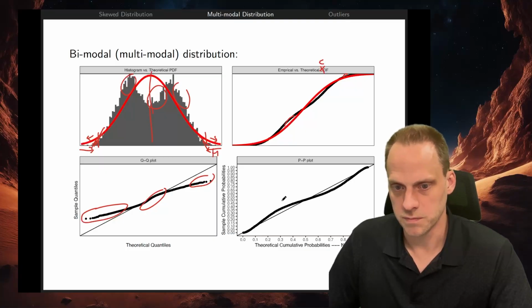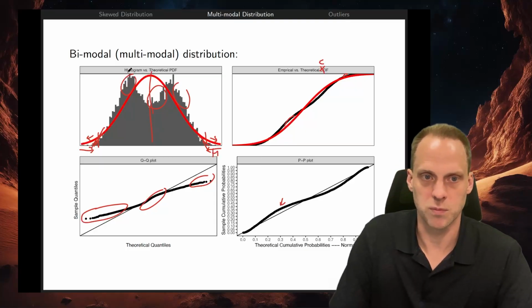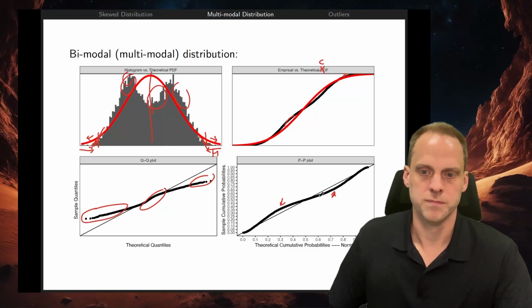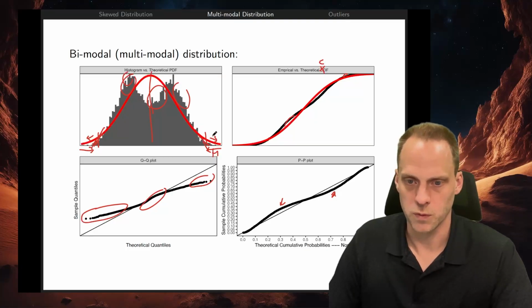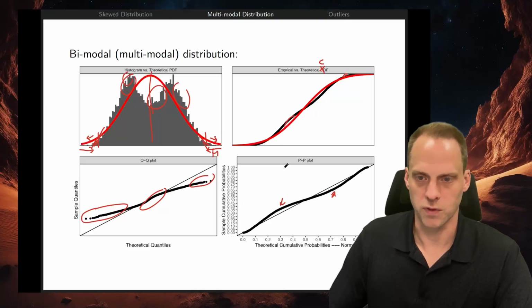As you see here, it's too high here. It's this plot here. Then for a while it's too low before it gets too high again. We don't really see here that the histogram is too narrow, but we see that the shape is not correct, which is what we see in the PP plot here.